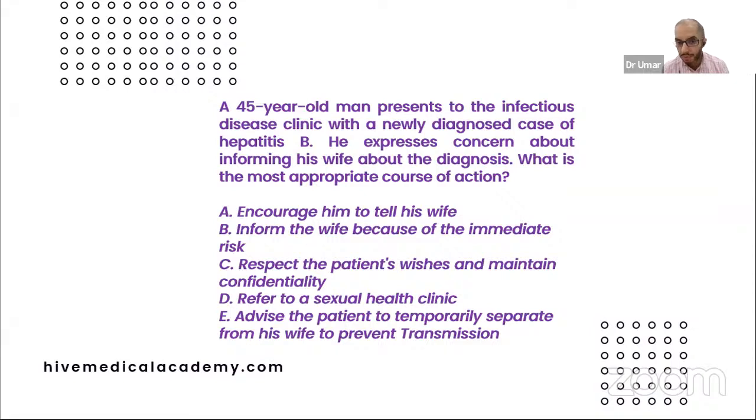C is also incorrect because, to maintain confidentiality. Just want to highlight here that the GMC is very, very clear. In serious infectious diseases, we need to inform people at risk of infection. The ideal scenario is the patient does it themselves. Obviously, it'll be better coming from themselves. However, if they are refusing and you've tried, then we can break confidentiality. So we can't maintain confidentiality in this scenario. So that's why C is incorrect.